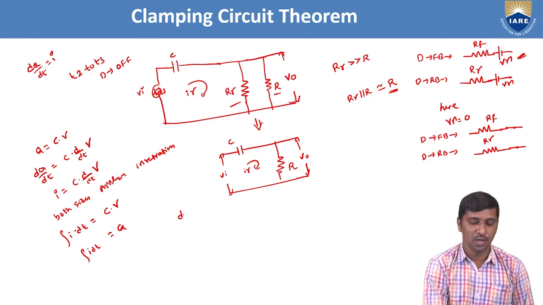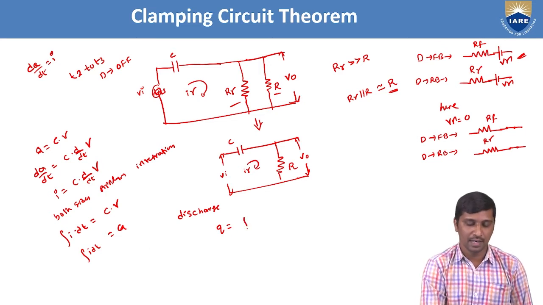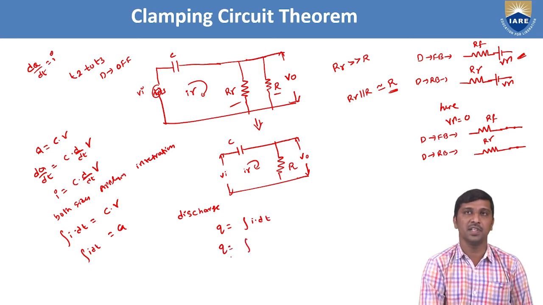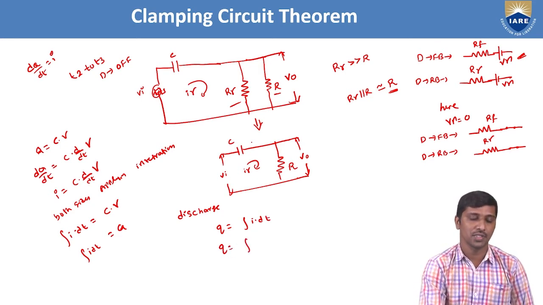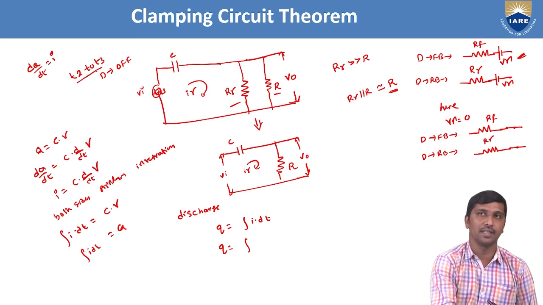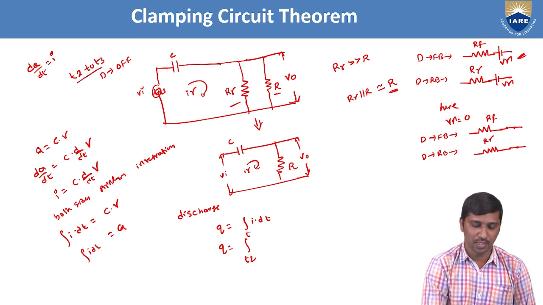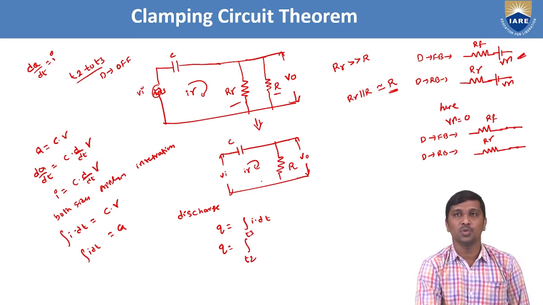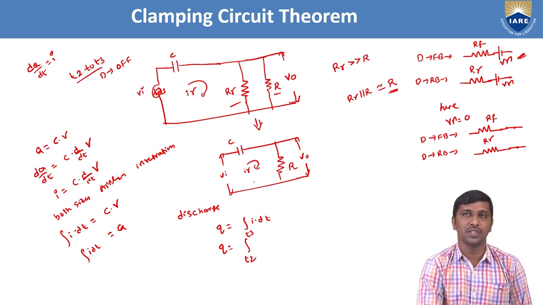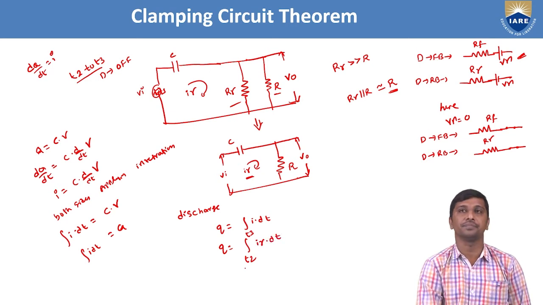Now we are going to find this discharge. I represent this as small q, so q is equal to the integral of I into dt. At which interval are we identifying this discharge current? The interval is T2 to T3. Under this T2 to T3 interval, the discharge current flows, which we represented as IR. Hence it is represented as IR into dt.